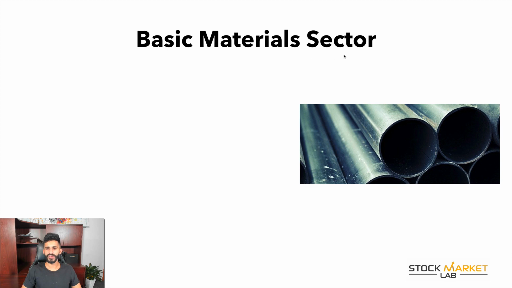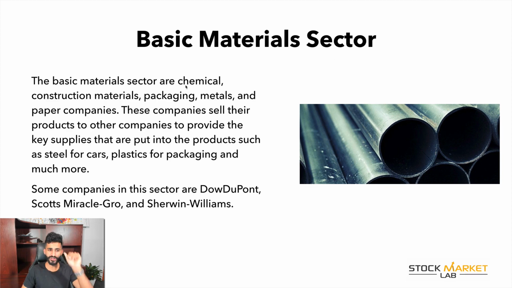Next, we have the basic materials sector. The basic materials sector consists of chemical, construction materials, packaging, metals, and paper companies. These companies sell their products to other companies to provide the key supplies that are put into products, such as steel for cars, plastic for packaging, and much more.